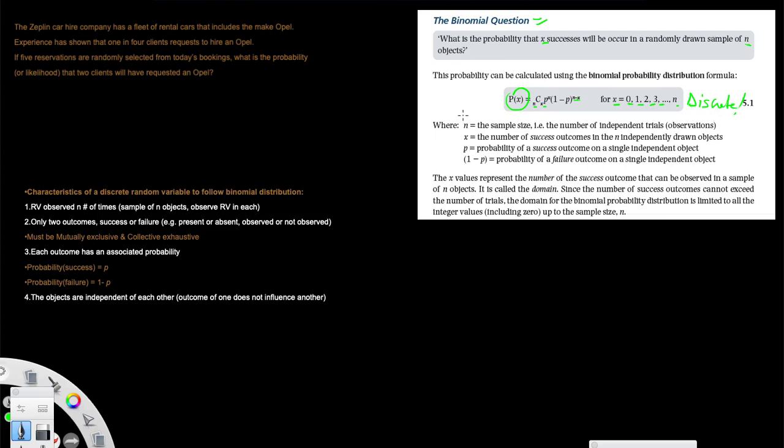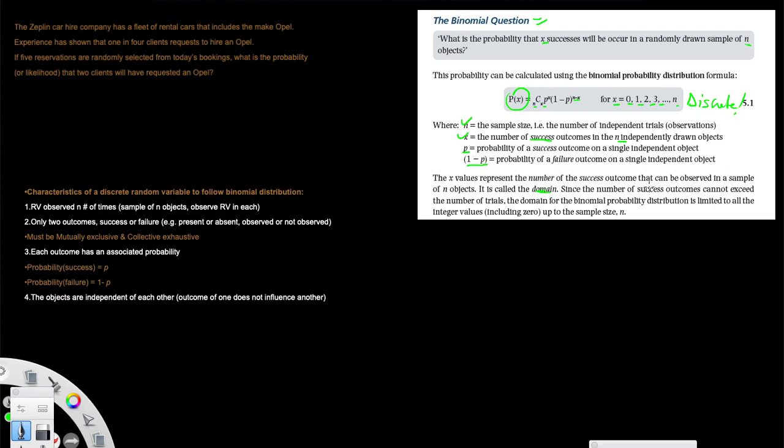All right, so we know that n is the sample size, x is the number of successes of the outcome in the n independently drawn objects, p is the probability of success, like I said, and 1 minus p is the probability of failure. The x value here represents the number of successes, like I've just explained, and this is called the domain.